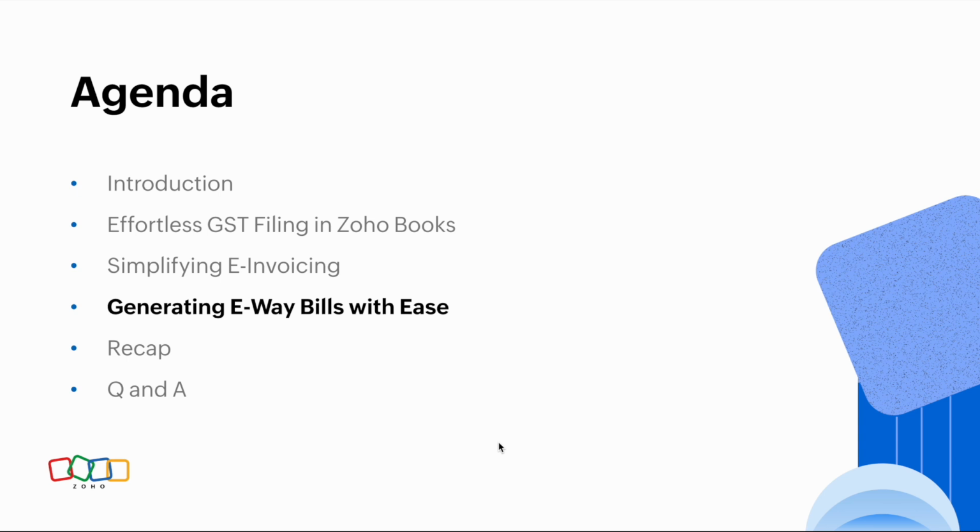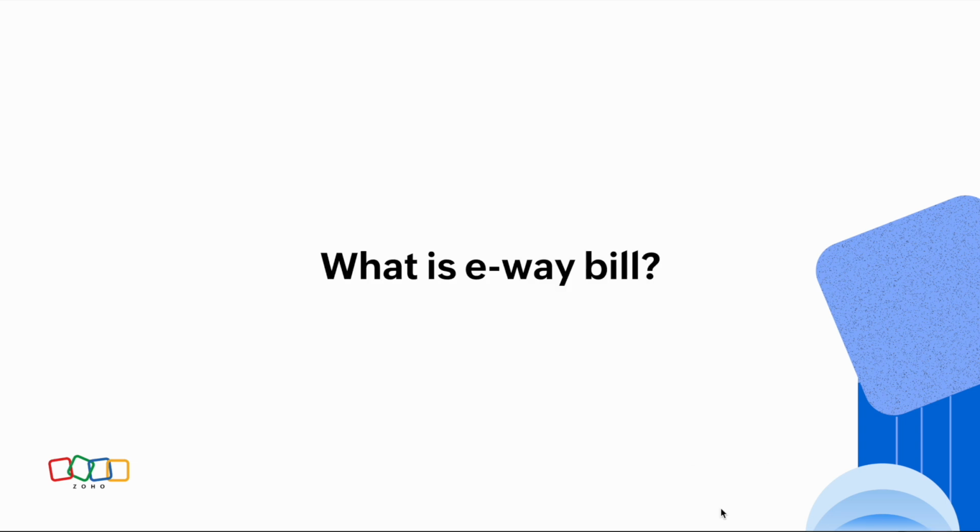Now we have come to the third part of our session, which is generating e-way bills via Zoho Books. What is an e-way bill? In the GST regime, an e-way bill is an electronically generated document necessary for the movement of goods within the state or outside the state. An e-way bill replaces the way bill, which was a physical document used in the previous VAT system.